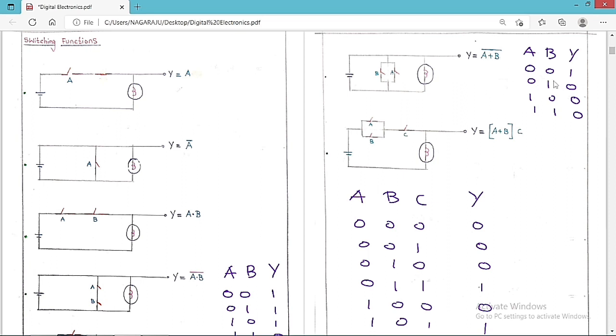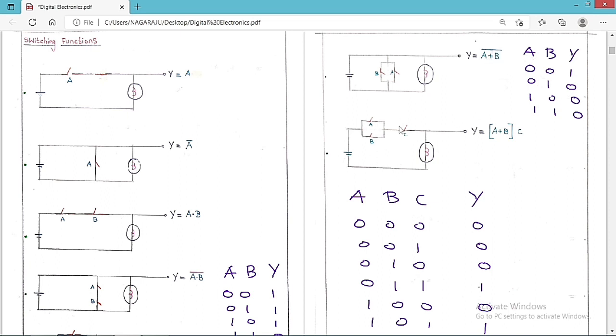If you want to verify the equation, you can write a truth table and you are going to get the same thing. A, B and Y. If both are off, the current flows through the bulb, so the bulb is on. If any one is on, then the bulb will never glow. If both are open, then the bulb is going to get on. So this is the truth table, which is equal to A or B whole bar.